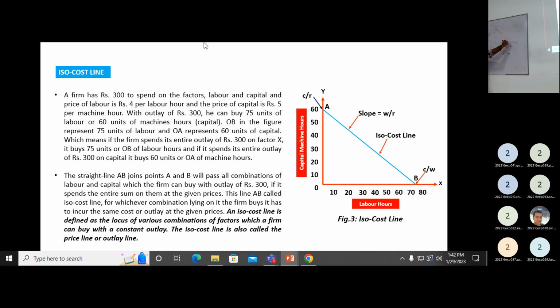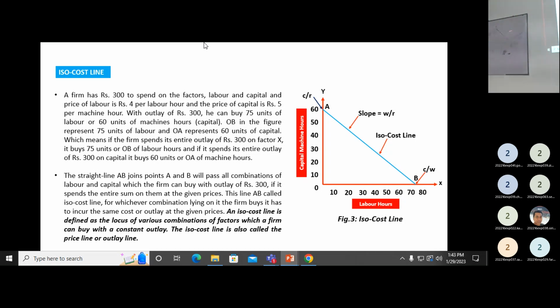So this curve, we call this curve the iso cost curve. Why? This curve represents the factor prices of the factors. Clear? This curve represents 300 rupees. So this is what we know as the iso cost curve. Right.